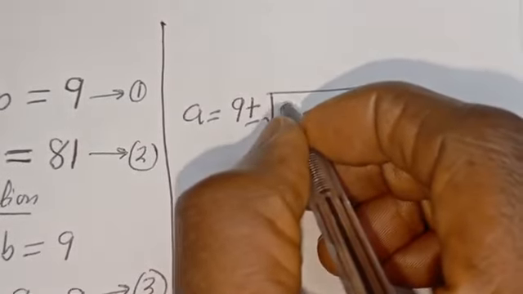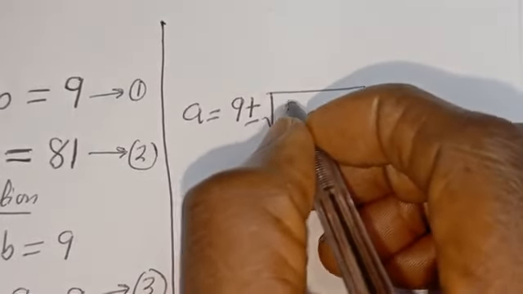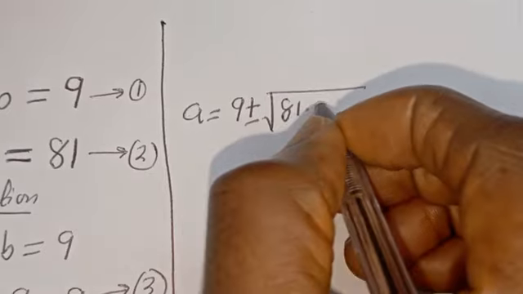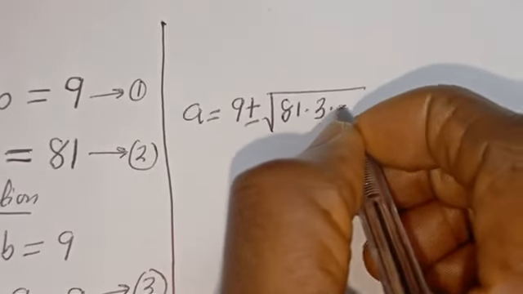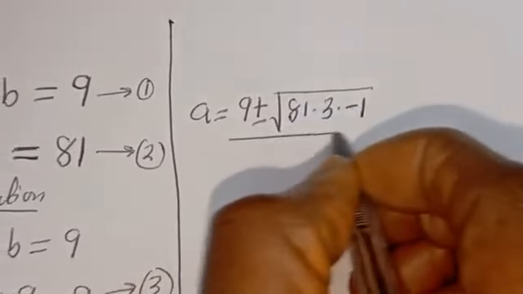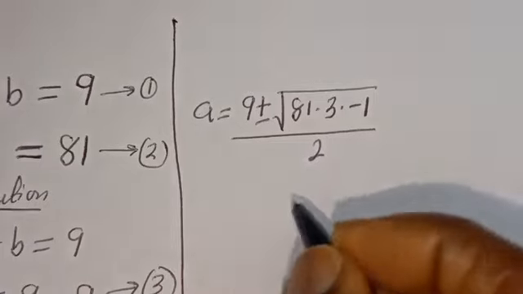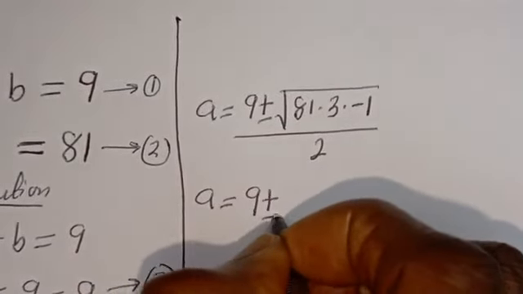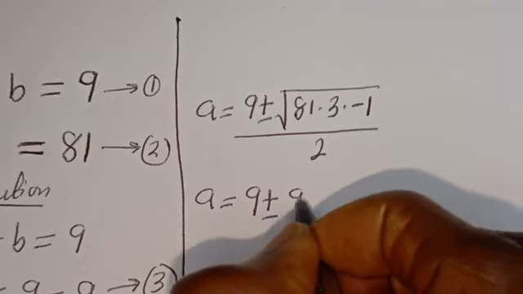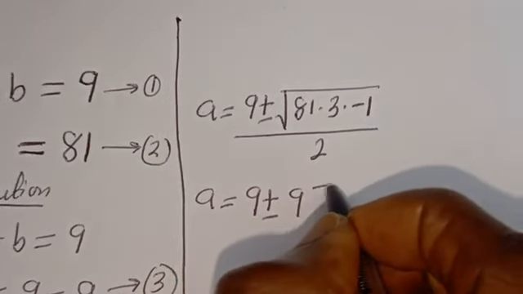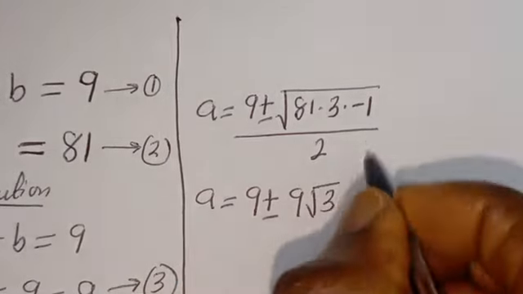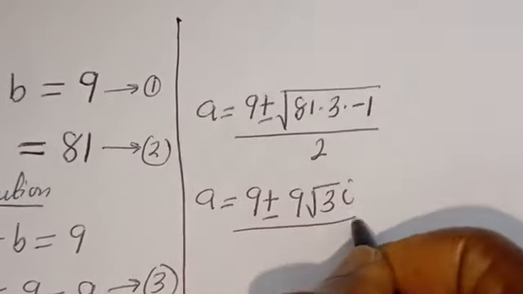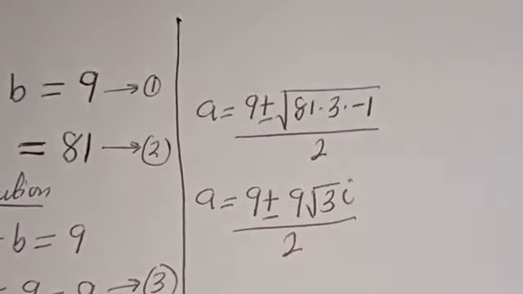which can be written as 81 multiplied by 3 multiplied by minus 1, divided by 2. Then a is equal to 9 plus or minus square root of 81, that is 9, then root 3, square root of minus 1, i, divided by 2.